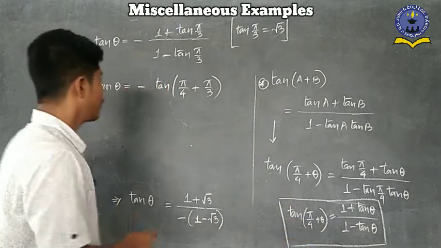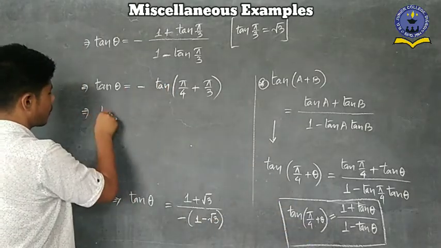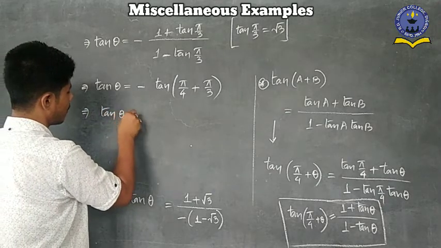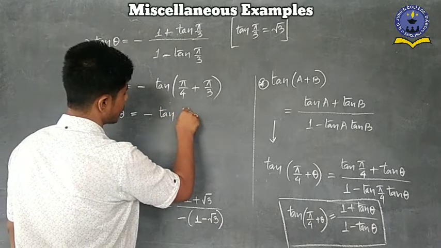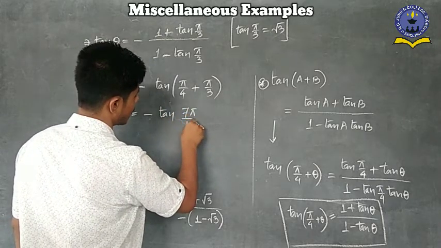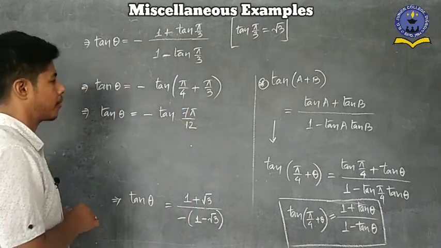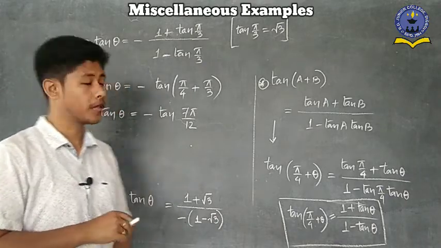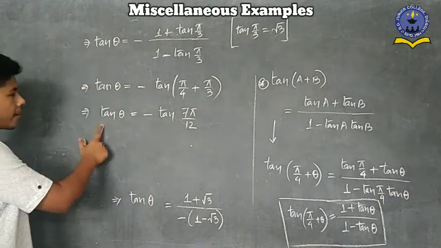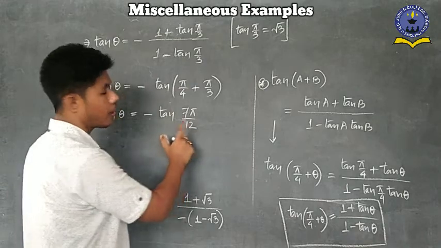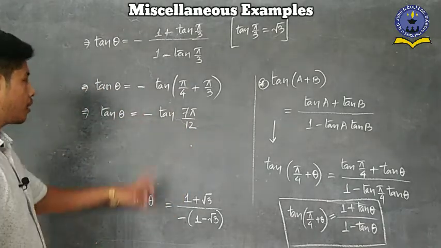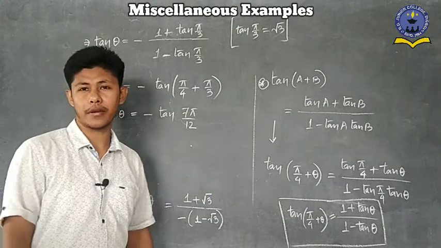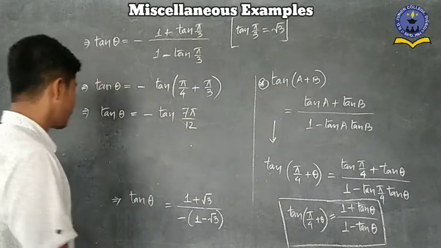This formula. So in this case, if we calculate this one, then we get tan 7 pi by 12. Is it clear? So here tan theta is there, minus tan 7 pi by 12 is there. So we can compare these two because of this minus. First of all we have to eliminate this minus. So how can we eliminate this minus here?